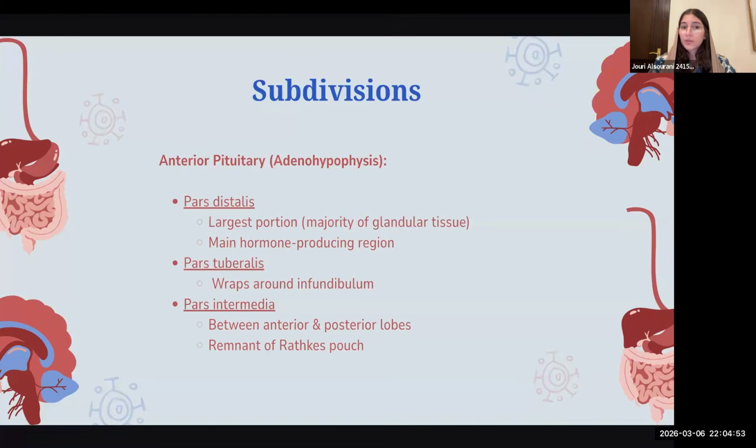Firstly, we have the anterior pituitary, which is the adenohypophysis. It's divided into three parts. We have the pars distalis, which is the largest portion. This is the main part of the glandular tissue of the pituitary gland, and it is the main part that produces all the hormones. We have the pars tuberalis. This just wraps around the infundibulum, the pituitary stalk that we talked about. And the last part is the pars intermedia, which is just a remnant, an embryological remnant, and it lies between the two lobes, okay?